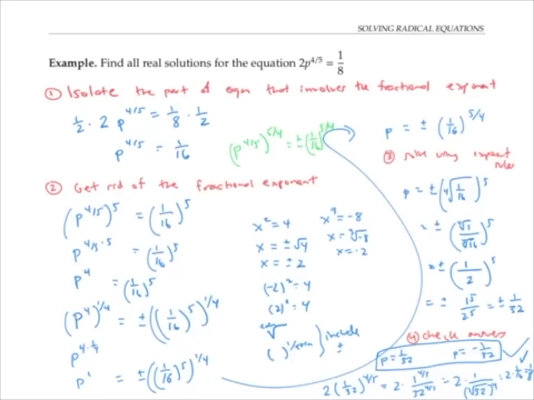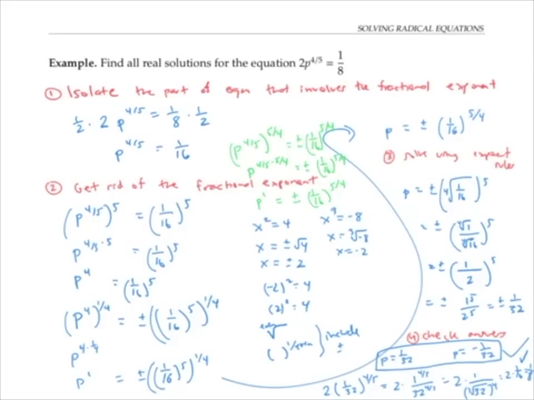5/4 is the reciprocal of 4/5. So when I use my exponent rules and say that when I raise a power to a power, I multiply my exponents, that gives me p to the 4/5 times 5/4 is plus or minus 1/16 to the 5/4. In other words, p to the 1 power, which is just p, is plus or minus 1/16 to the 5/4. So that's an alternate and possibly faster way to get to the solution.